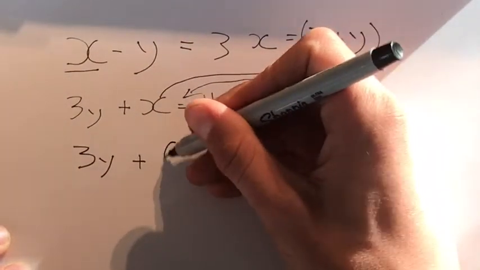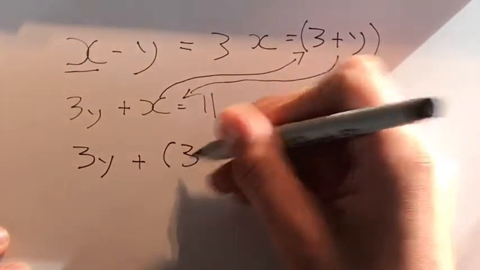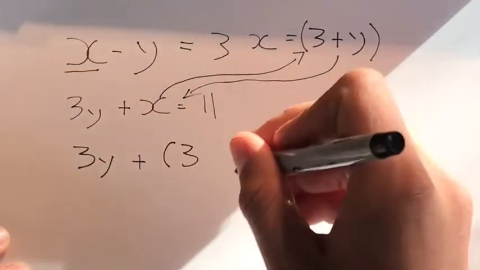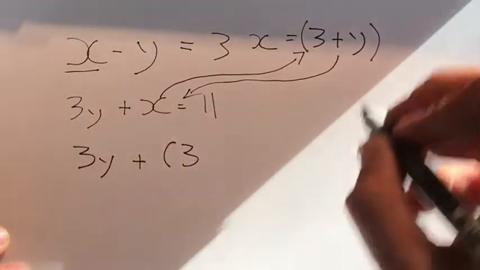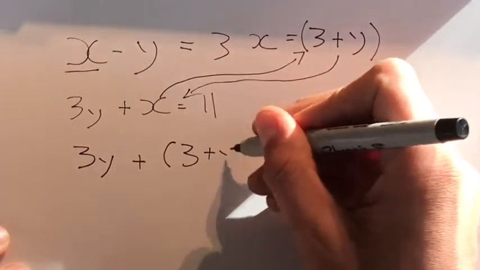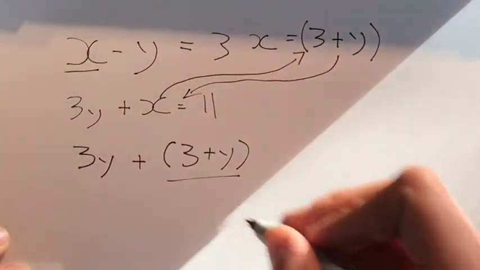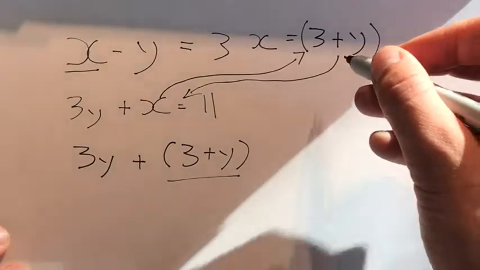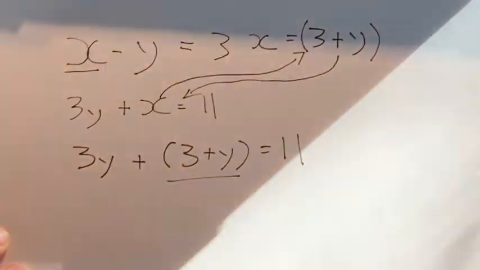And this is going to look like 3y plus. Now, this is really important. You always have to have it in parentheses, and I'll show you why later. So you have it in parentheses, and you plug it in: 3y plus, in parentheses, 3 plus y. And so this is the same value of x, just replaced or substituted with 3 plus y, equals 11. And then you can solve.